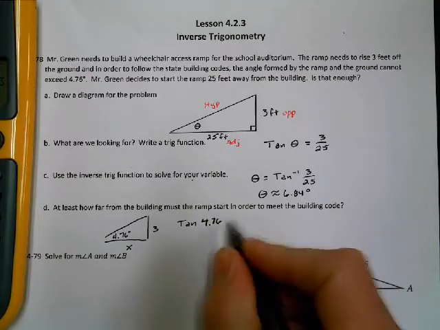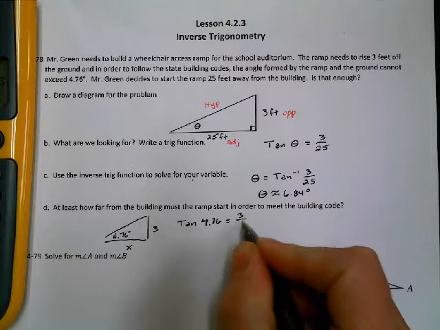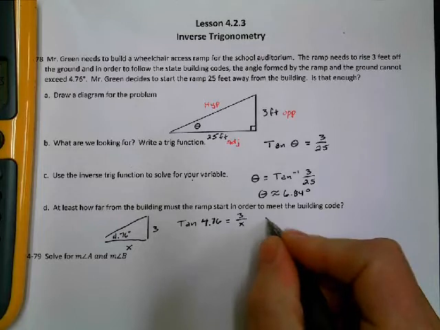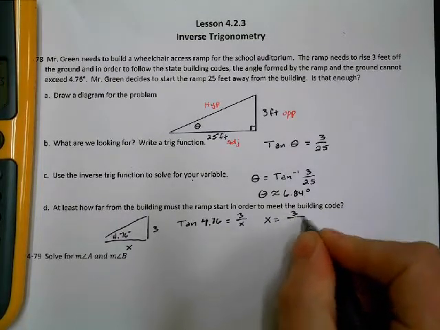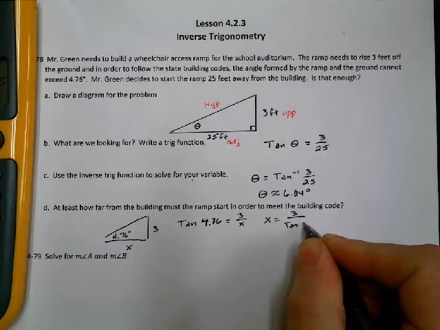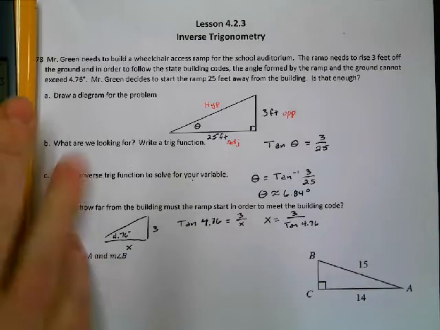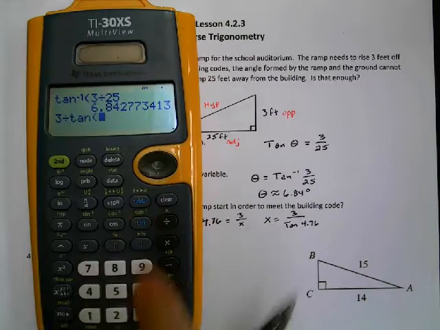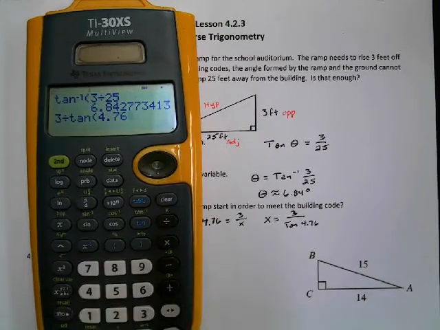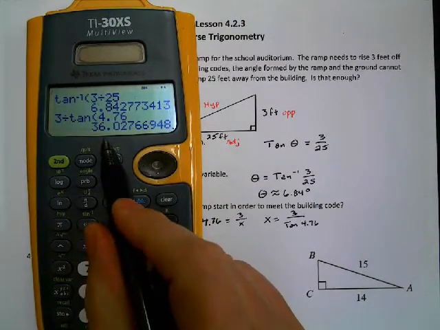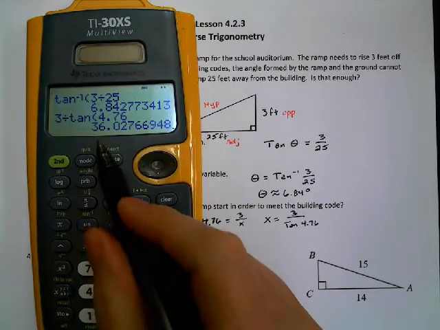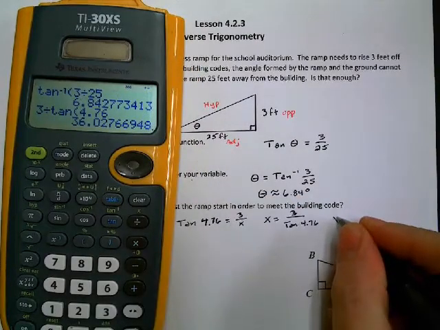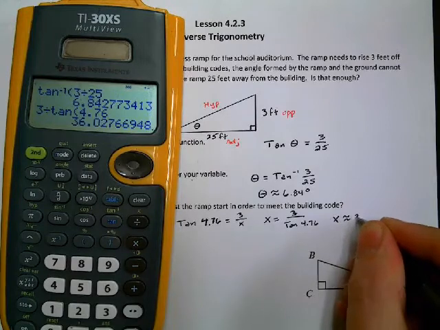4.76. Tangent of 4.76 equals 3 over x, opposite over adjacent. We've got x in the denominator, so we exchange our extremes. x would be equal to 3 over the tangent of 4.76. And let's see, 3 divided by tangent 4.76. It looks like we need to be about 36 feet away instead of 25 feet away like we did right here. So the distance away should have been about 36 feet instead.